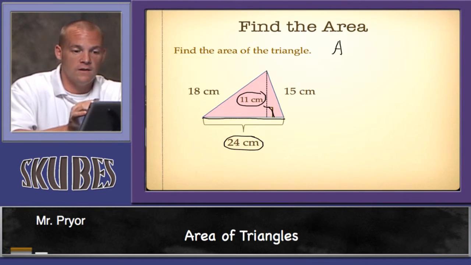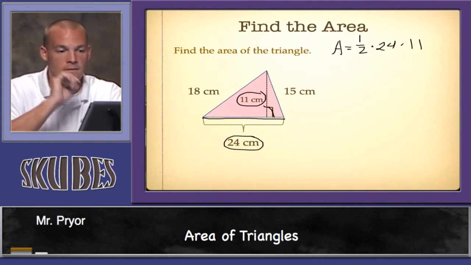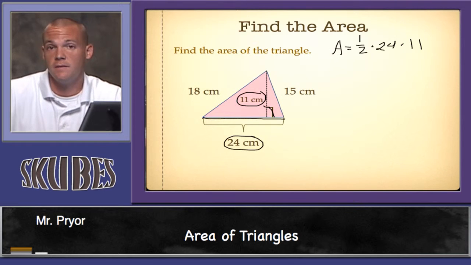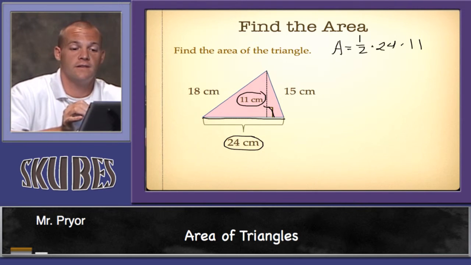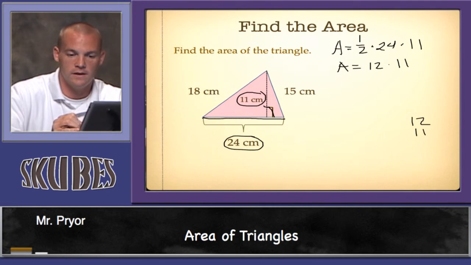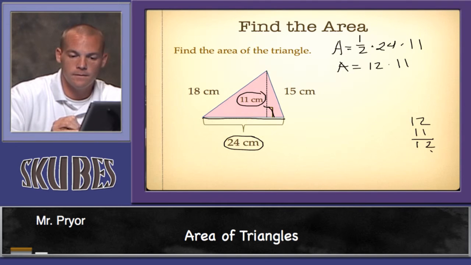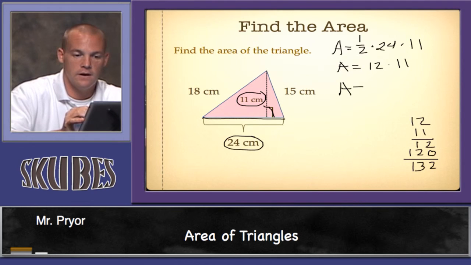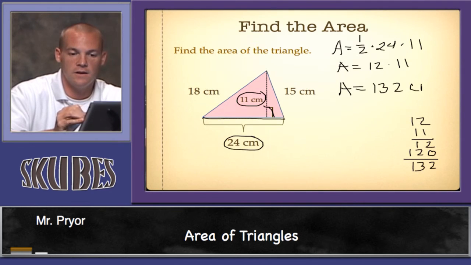So we're going to substitute those values in. Area equals 1/2 times base, which is 24, times height, which is 11. In this case, we're lucky that we get an even number, 24, that we can divide in half. So that's going to be area equals 12 times 11. We can do that multiplication to make sure we don't make any careless errors with mental math. 1 times 2 is 2. 1 times 1 is 1. Then 1 times 2 again, and 1 times 1 again. So we add up, and you see we get 132. So area equals 132 centimeters squared.